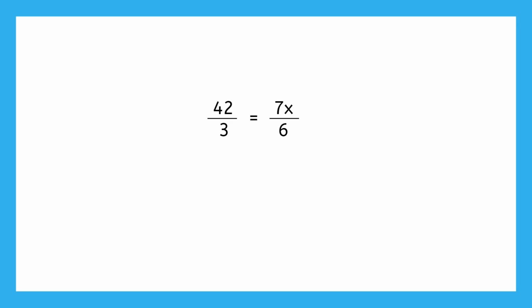Many times, solving for a variable in a proportion can be done by using a multiplication pattern, like in the example we just looked at. Here, we can multiply by 2 to get from 3 to 6. As long as we follow that same direction and go from left to right in the numerator, we can multiply by the same number. This tells us that 42 times 2 is equal to 7x.